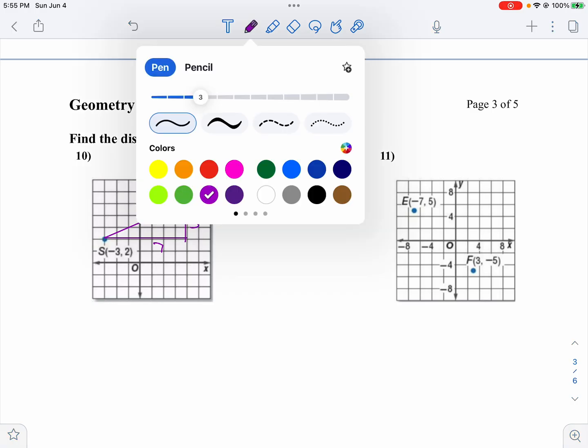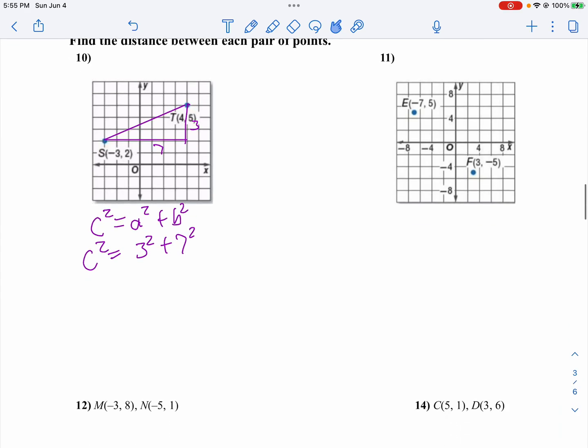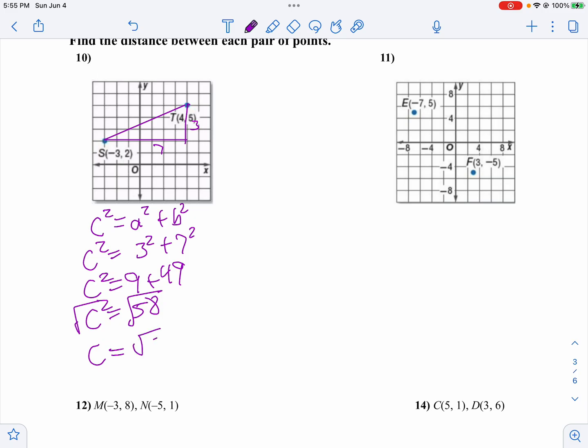So we know the hypotenuse squared equals the leg squared plus the leg squared. In other words, c squared equals 3 squared plus 7 squared. You could just as easily write 7 squared plus 3 squared. So c squared equals 9 plus 49. 9 plus 49 is 58. Take the square root of both sides. The exact answer is the square root of 58.